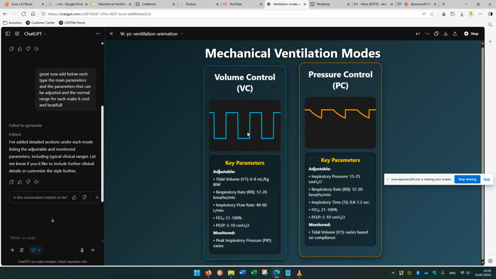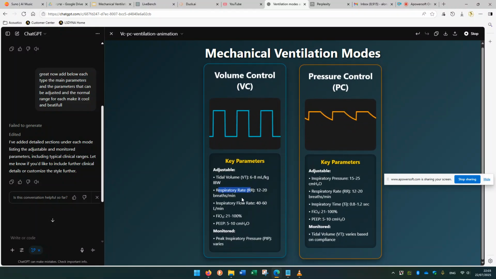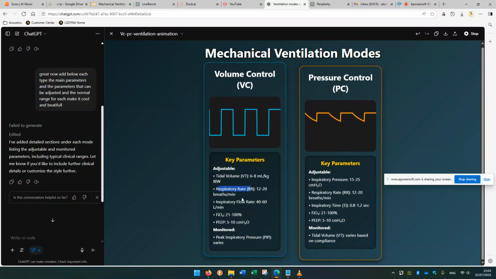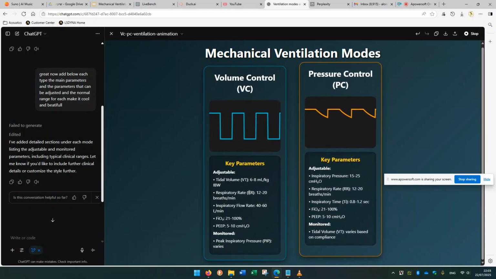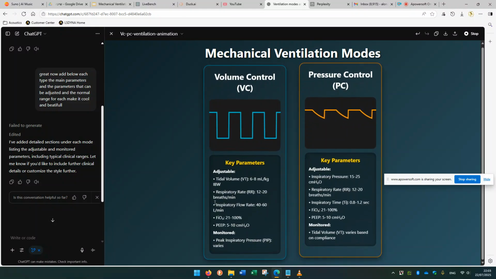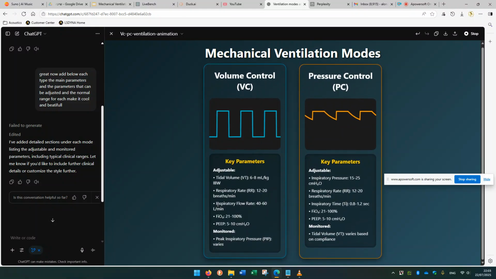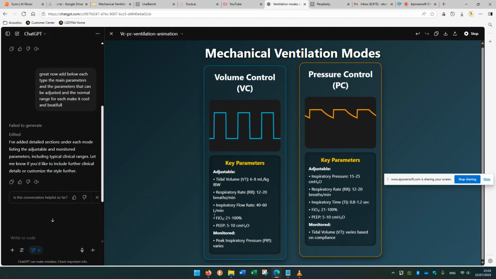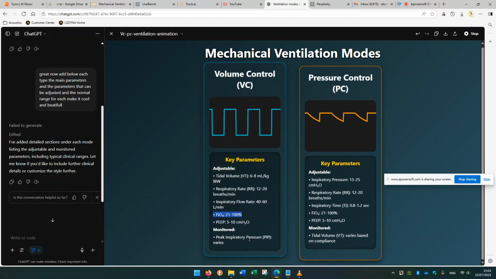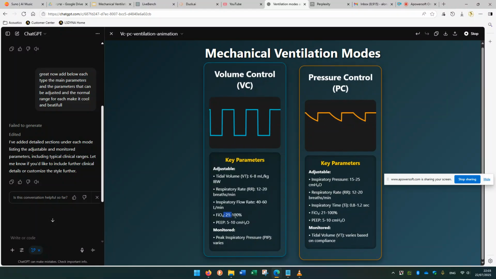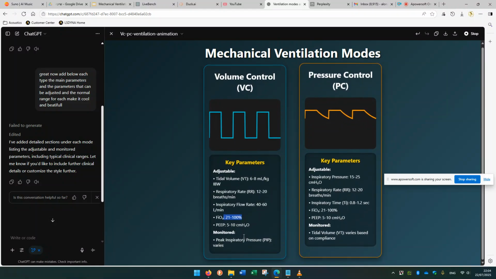We can set in volume control ventilation the respiratory rate, the rate at which the patient or the machine will give the ventilations. You see that it's RR, which is 12 to 20 breaths per minute. I can set the flow rate, which should be around 40 to 60 liters per minute. I can set the percentage of oxygen in the breath I give to the patient, which should be around 21 to 100%.